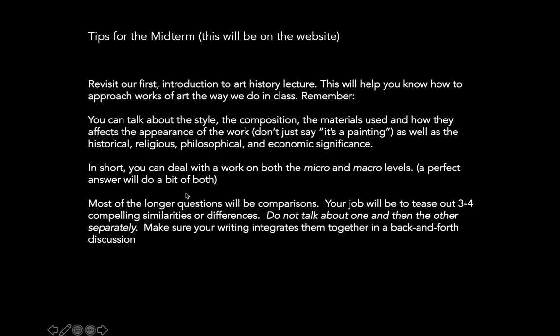And so for the longer questions where you compare, you want to make sure not to compare too many things. You don't want to go crazy. You want to just tease out 3, at most 4 compelling similarities or differences when you're comparing. If they're really different from each other, focus more on the differences, because that'll generate the more interesting ideas, right? And don't talk about one and then the other separately. Let's say you have that Cimabue-Giotto comparison. Don't talk about Cimabue and then talk about Giotto. You want to go back and forth and integrate them in your writing when you're doing the comparison, okay?